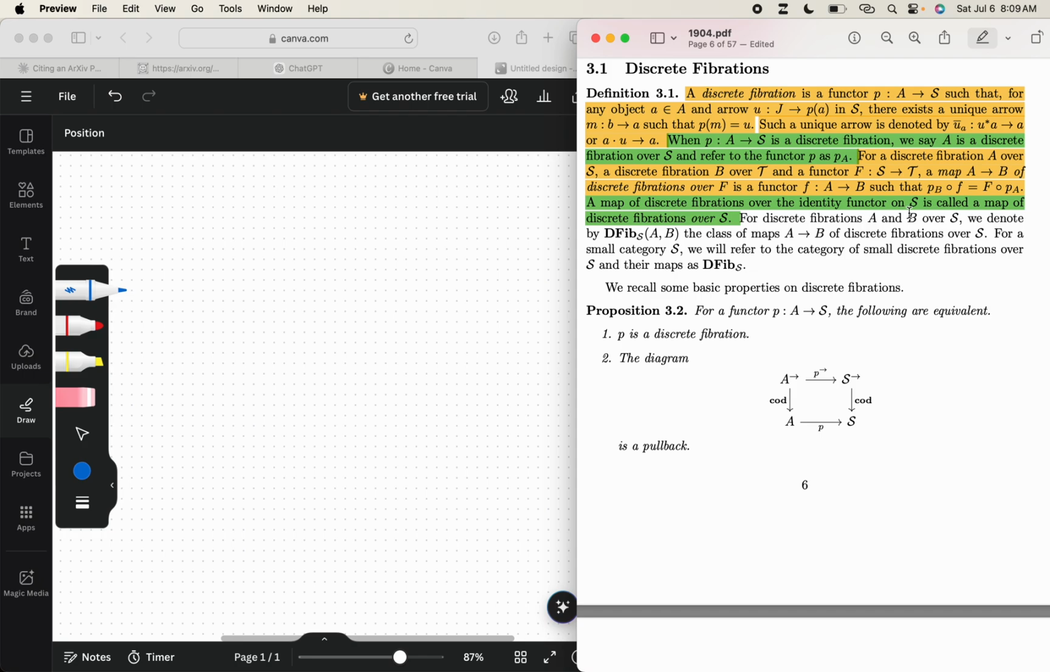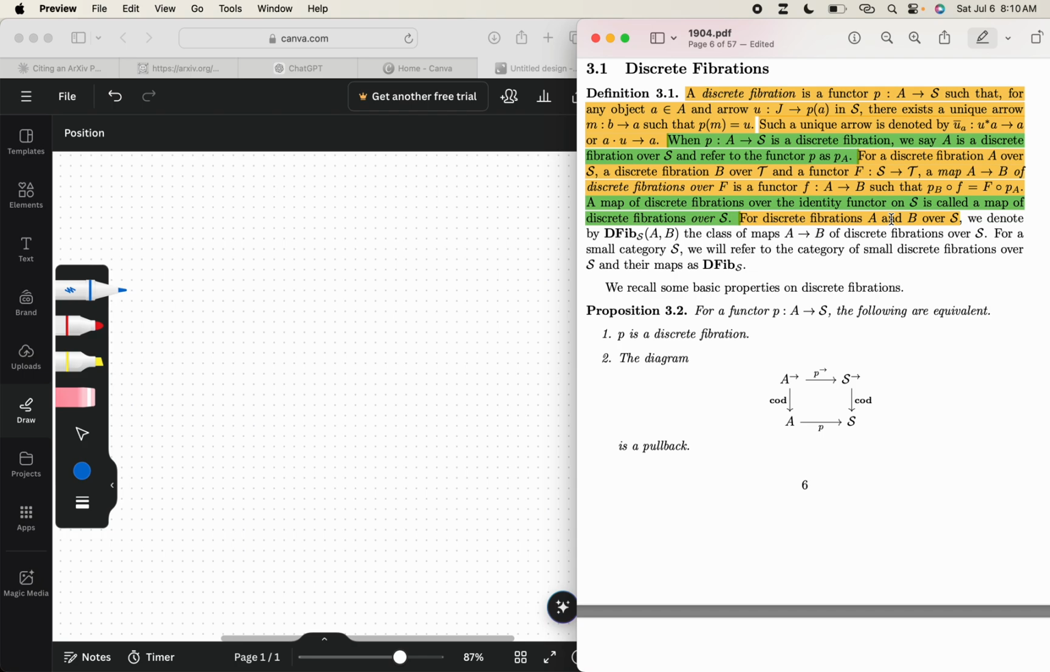So for discrete vibrations A and B over S, let me remind myself what that means. Over S. Yes, so in this case, instead of having a functor between two different categories and two discrete vibrations into each of those categories, we're now looking at the case where there's just one category. You still think of there being a functor, but it's just the identity functor, and you're really just focusing on having two different discrete vibrations into the category S, and you can map between them.